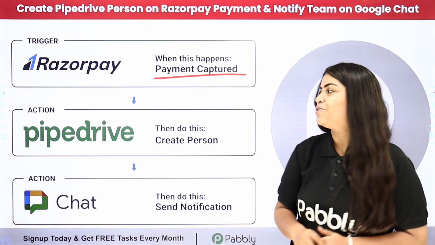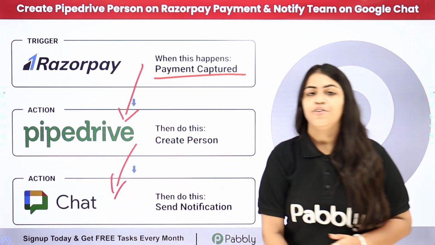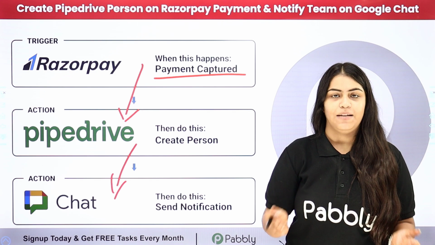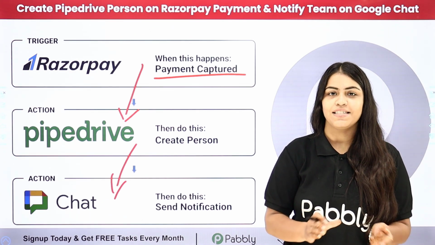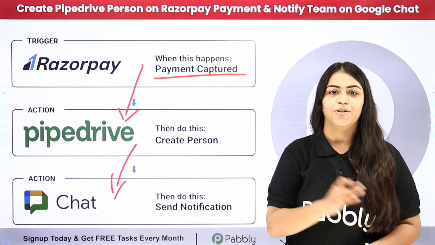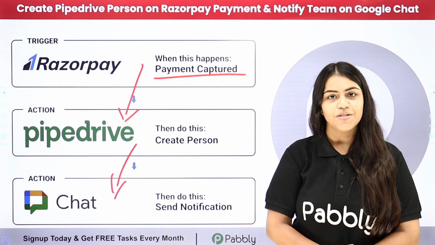So to do this, we are going to create a connection between Razorpay, Pipedrive and Google Chat. To create this connection without knowing any programming or coding language, we are going to use Pabbly Connect. It is an amazing automation software. So do you also wish to learn this process step by step? Then let me take you to my computer screen.